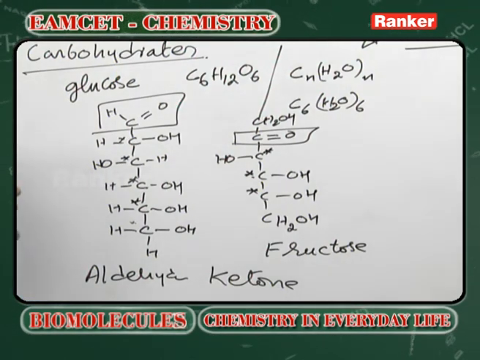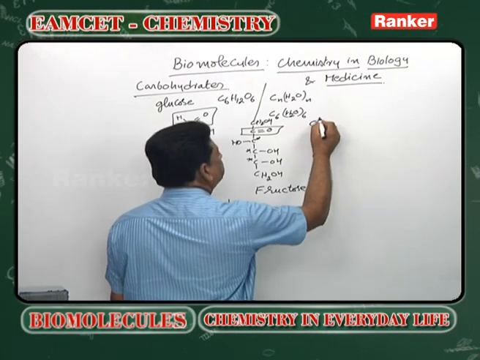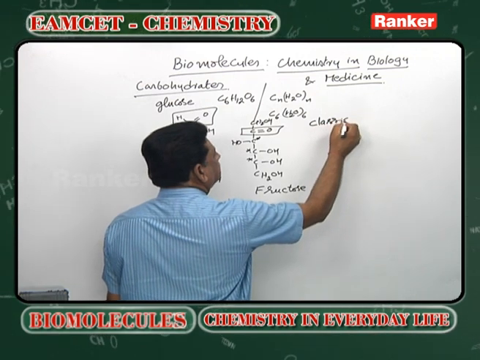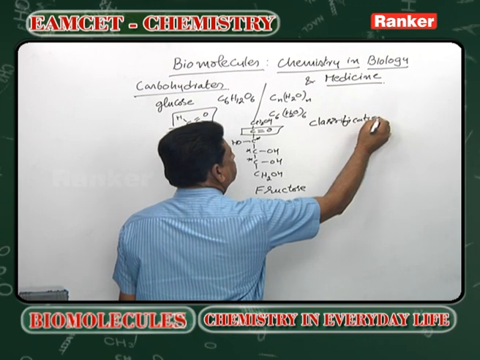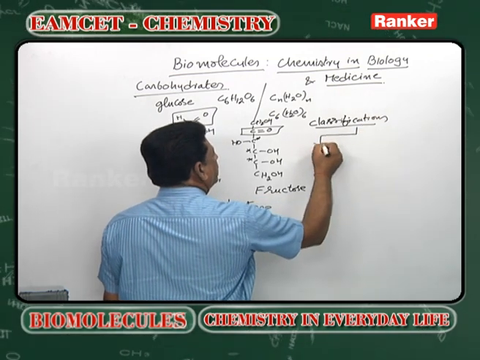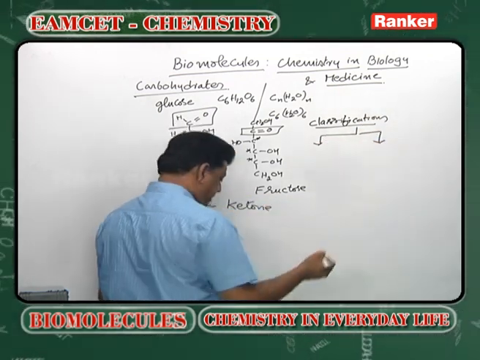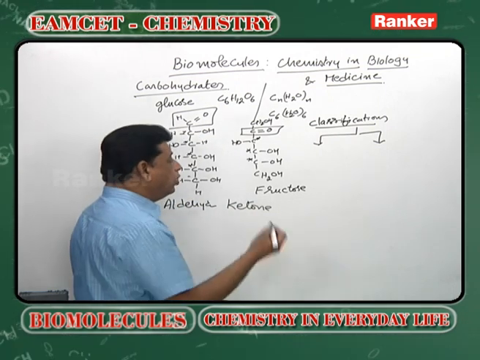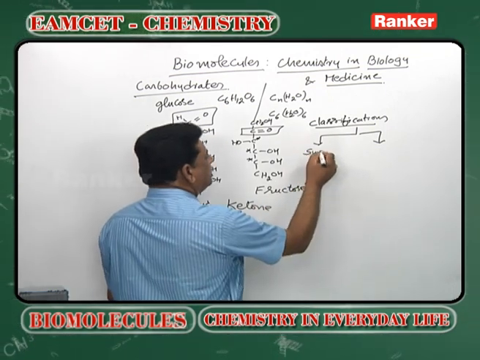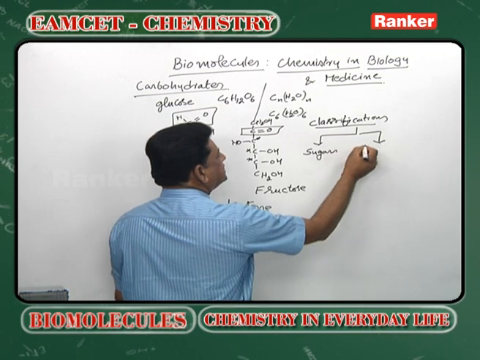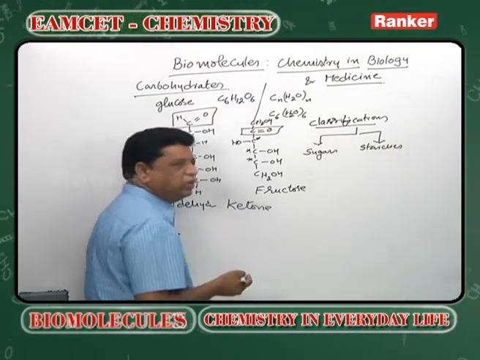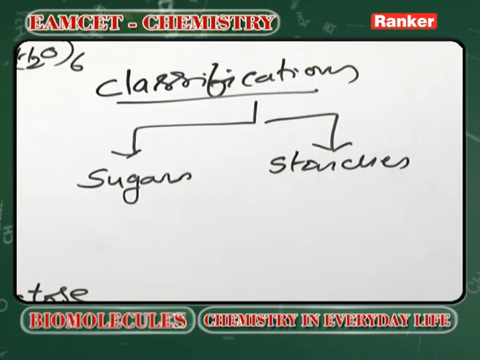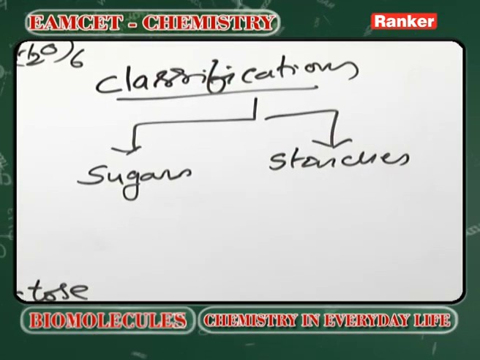Now the carbohydrates can be classified. Classification of the carbohydrates. Carbohydrates are divided into 2 types in the old classification: sugars and starches. This is one method of classification. Sugars are soluble in water and starches are not soluble in water.